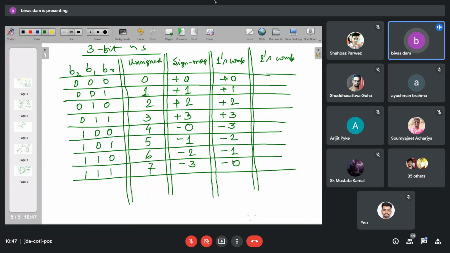Though it has got no mathematical significance. What about for the ones complement? It is the same thing. There is once again one wastage of binary pattern to represent plus 0 as well as minus 0.